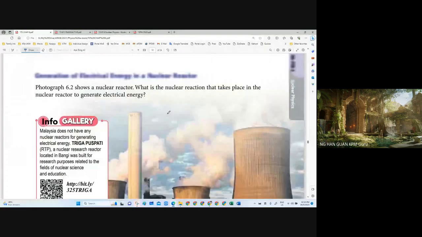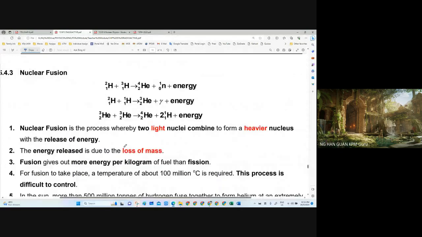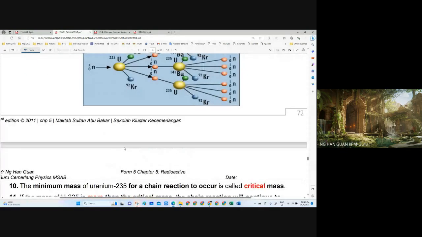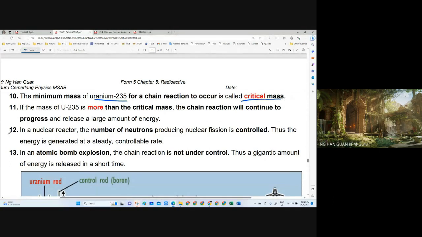Make sure that you know what nuclear fission is and how the chain reaction occurs. I think I mentioned it clearly in my module. To make the chain reaction occur, we need the minimum mass of the uranium-235 that we call the critical mass. How much the critical mass is, we don't know, right? We are only given the knowledge within the limits of the syllabus: as long as it reaches the minimum mass, the chain reaction will occur. If it doesn't have this minimum mass, the chain reaction is not going to occur.